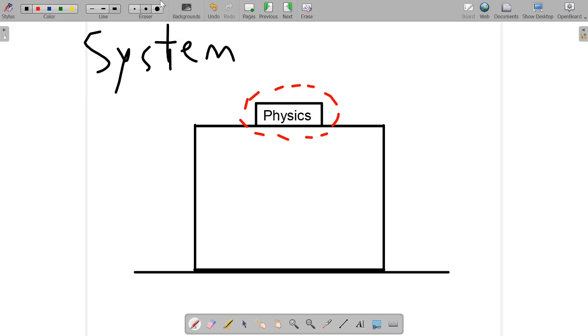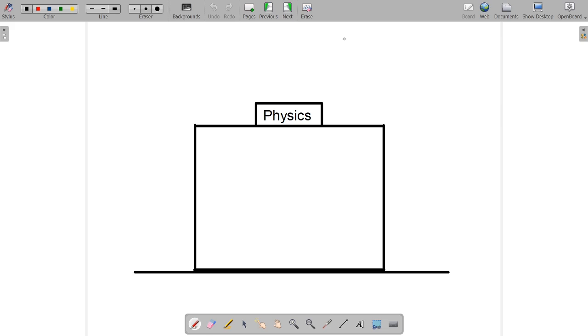Now, suppose I wanted to define my system to be both the physics textbook and the table. Well, in that case, my system consists of two objects, and so in order to represent that, I would use a dotted red line around both those objects. So this, in this example, would be my system, which is made up of two objects.